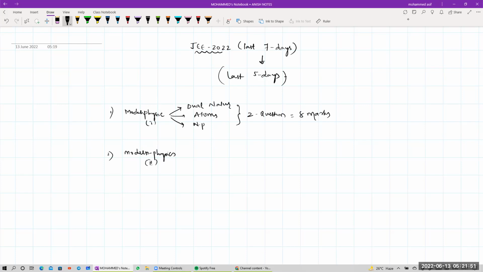In modern physics 2, you need to study your X-rays. You need to study your semiconductors and devices. And you need to study your logic gates. X-rays we may or may not get, but semiconductors and logic gates we may get 2 or 3 questions from this one. On a rough estimate, even if I take 2 questions, again this is a weightage of your 8 marks. Okay. The third one, sir.